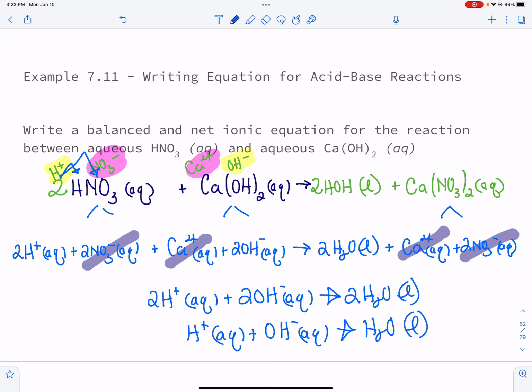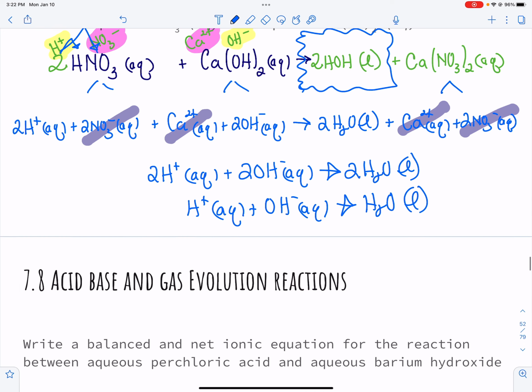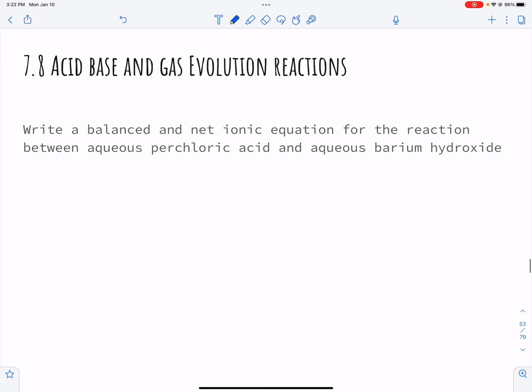So it was really no different than what we were doing yesterday or what we were doing before, except now the product is not going to be a solid. One of the products will be liquid water, and it will always be liquid water. Acid-base reactions always form liquid water as a product.